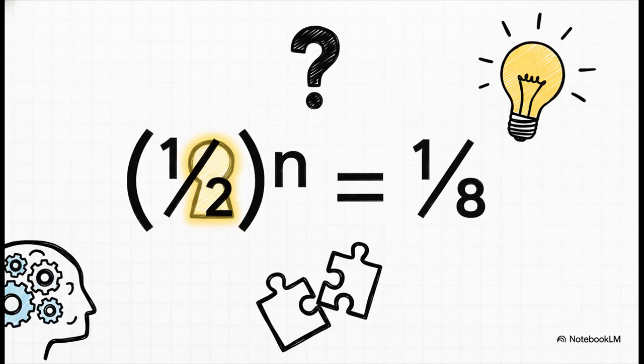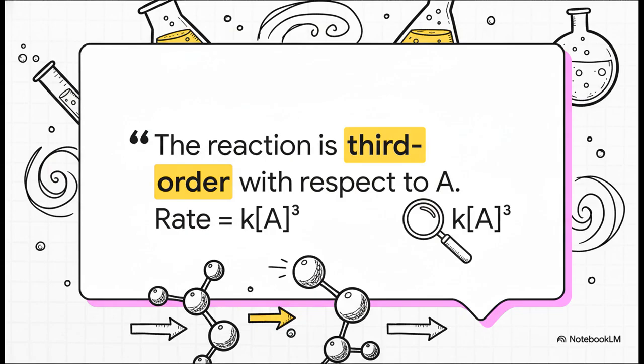So here's the puzzle that lays it all out for us. We cut the concentration in half, and the rate dropped to 1/8 of what it was. So we have to find the power n that makes this equation true. 1/2 to the power of what gets you 1/8? And the answer is 3. 1/2 times 1/2 times 1/2 is 1/8. And that tells us the reaction is third order with respect to A. We've done it. We've cracked the code. The rate law is rate equals some constant K times the concentration of A cubed. This is the fundamental rule we've been searching for this whole time.